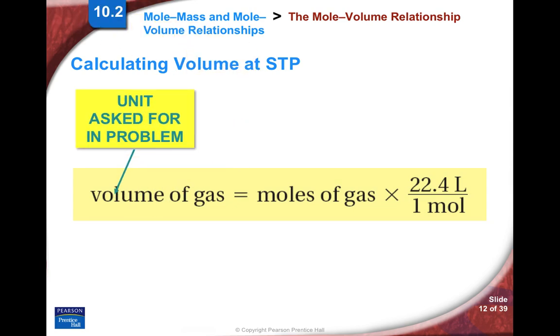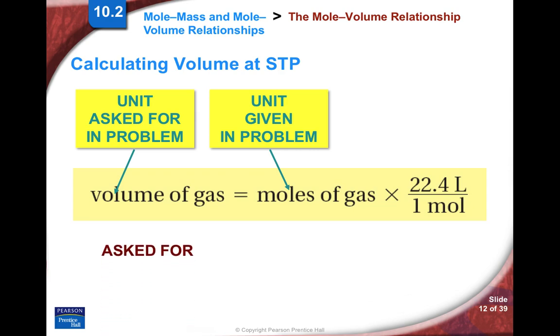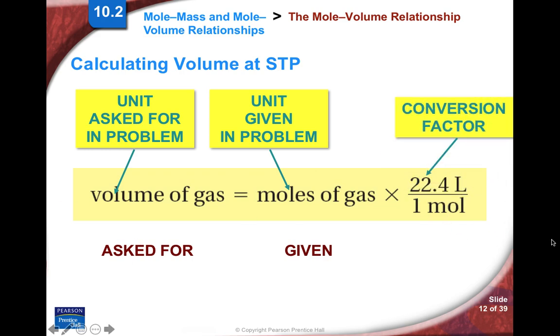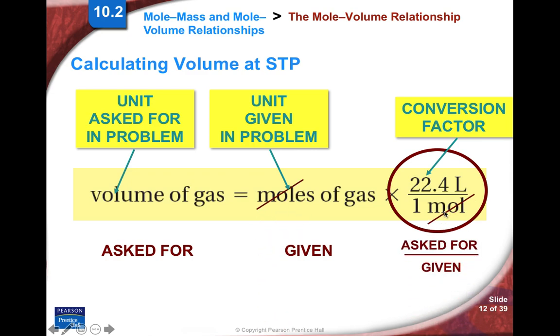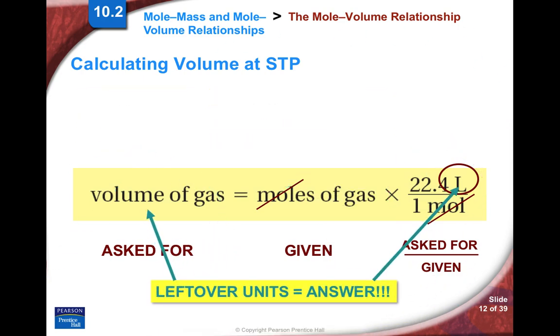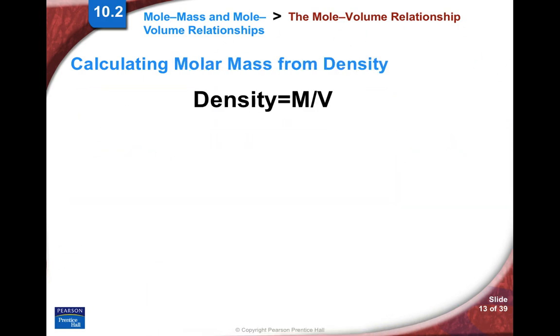So if they're asking you for volume, they're going to have to give you moles, and you're going to need a conversion factor, and that conversion factor means the asked for unit on top and the given unit on the bottom. And then you can cancel moles, and you're left with liters for your volume. All right, got your calculators ready? Let's try a couple. Oh, one more thing.